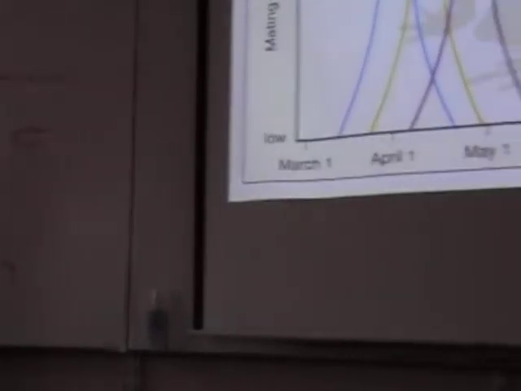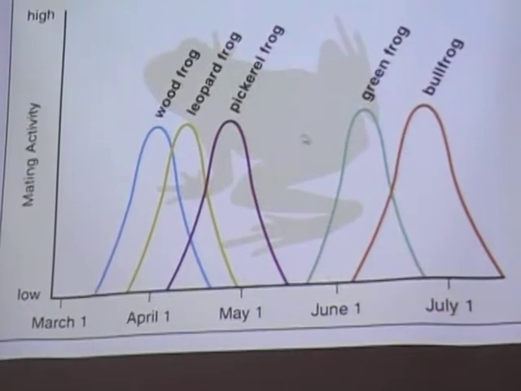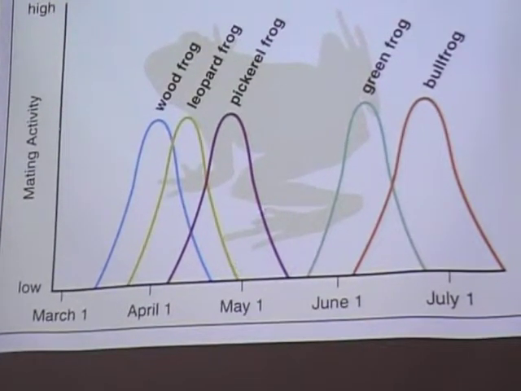And so we think that's how these 5 species of frogs came about, by mutations that caused them to want to mate at different times and separated the gene pools.